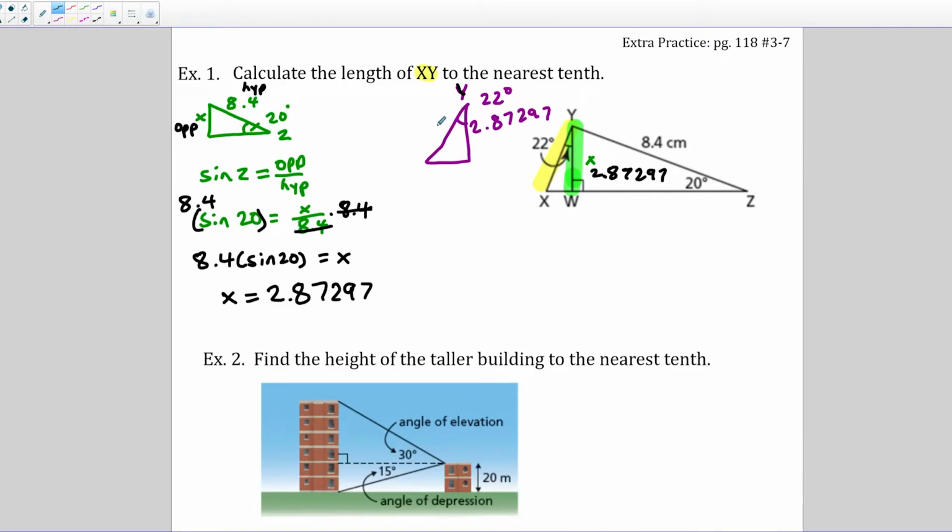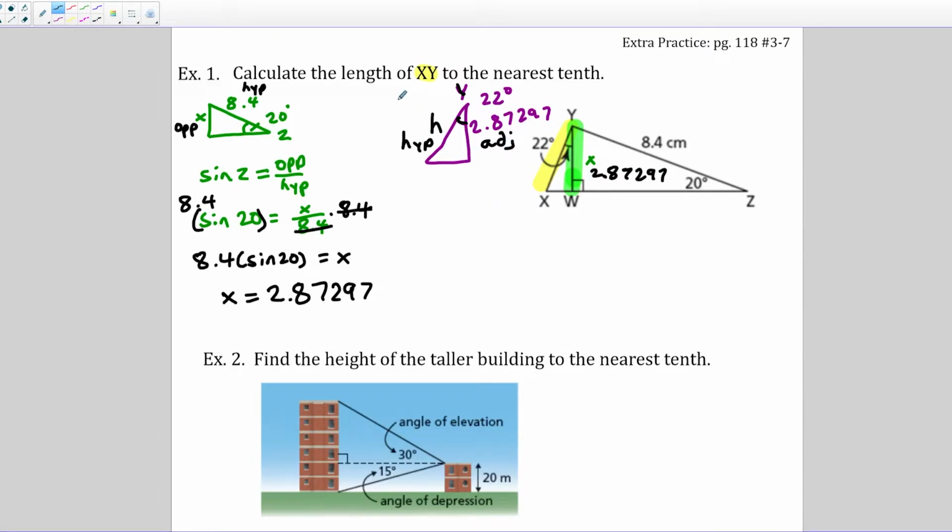So let's call this guy, let's call this H. No particular reason why. All right, so let's go ahead and label the two sides. So if I'm using my reference angle of 22 degrees here, this side is my adjacent side, and this one happens to be my hypotenuse.